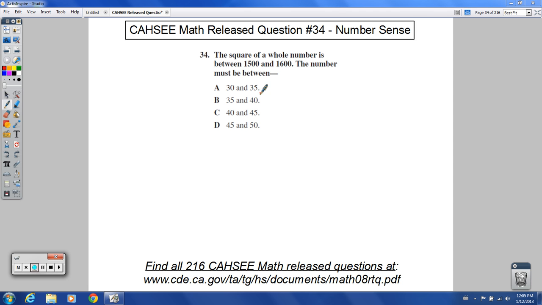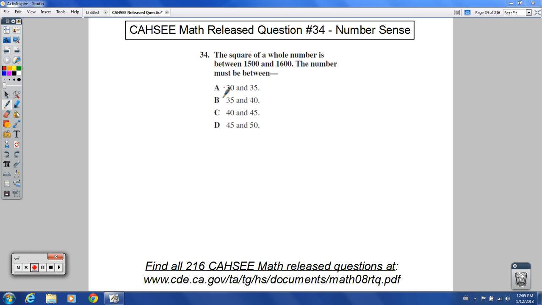Hi there, and welcome to release question number 34 for Cahsee Math. It says this: the square of a whole number is between 1500 and 1600. The number must be between, and it gives us these four choices. This is pretty similar to what we just did.